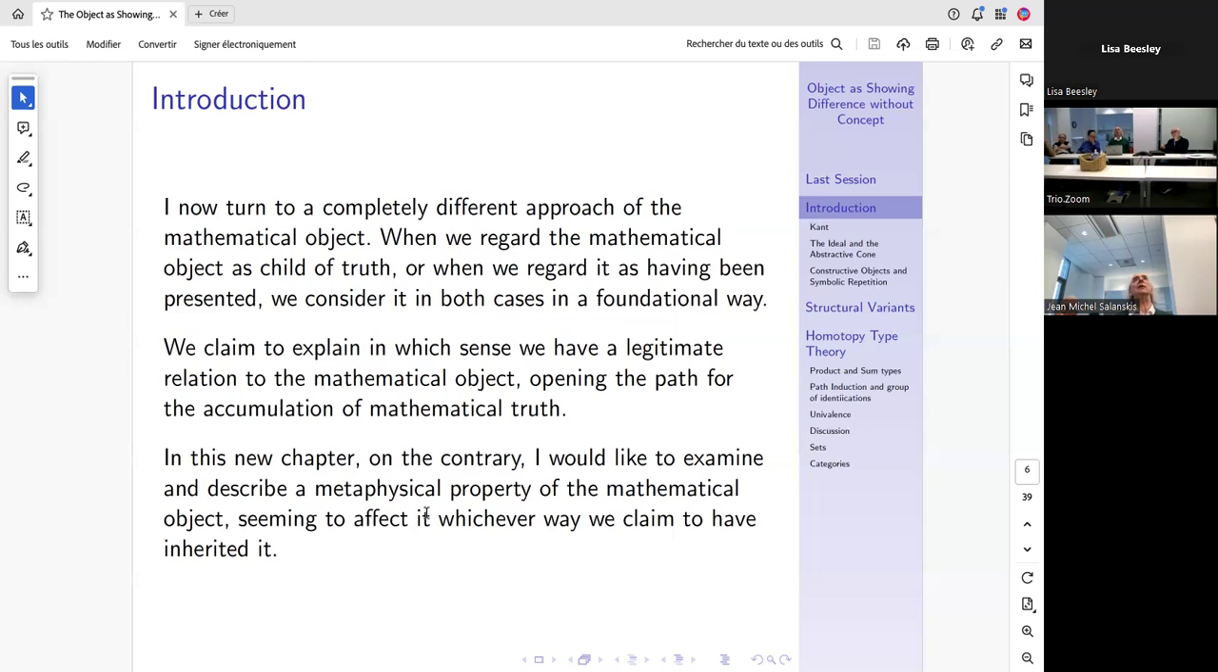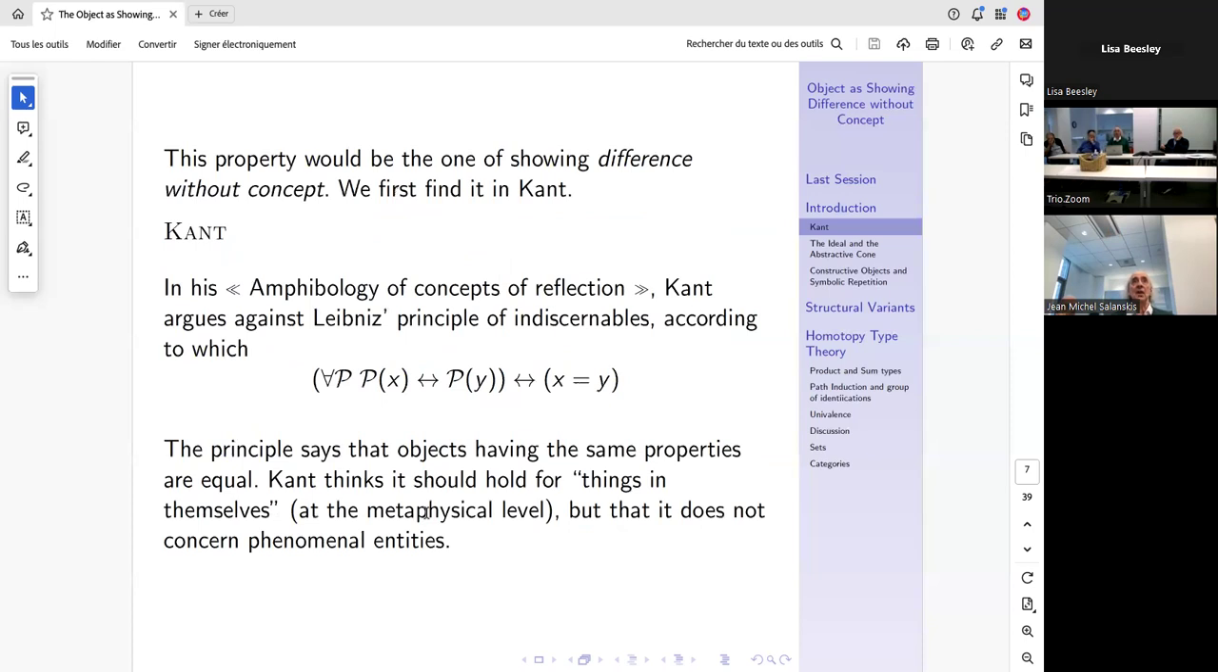And now to see the mathematical object as showing difference without concepts, it's completely different. We forget about the origin, about the legitimacy. We are only trying to track some property of the mathematical object, which is unusual compared to our empirical relation to objects. And this property is the property of showing difference without concept. And we first find this property in Kant.